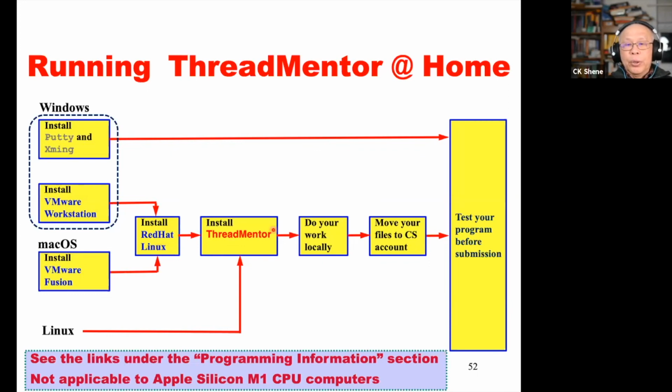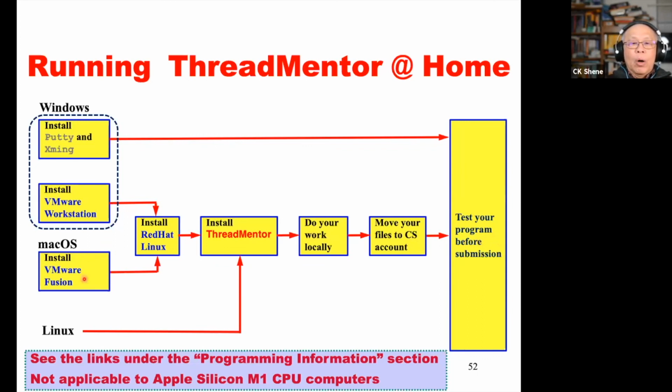Then you could do your work locally. You have all the graphics capability and so on. After you are all done, modify your make file so that all paths will lead to the correct place. You move your files to your CS account, and then always test your program there before submission. Why will be clear later.